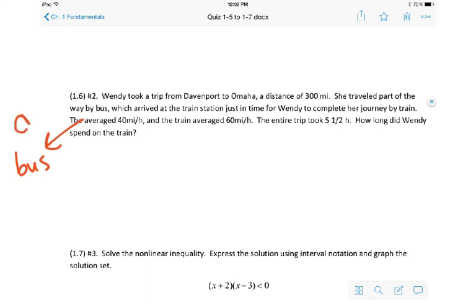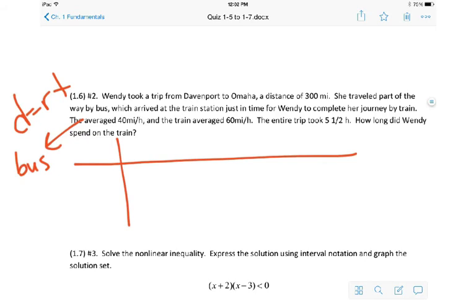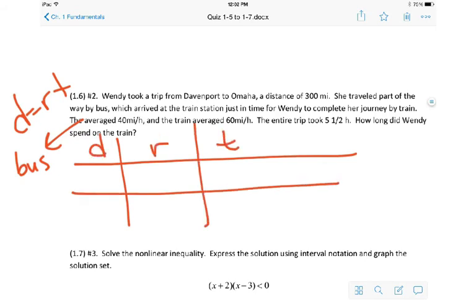This is a distance equals rate times time problem. So make myself distance, rate, time. One of them is going to be for the train, and one of them is going to be for the bus. All right, so let's start with the time the bus traveled, because we want to find out how long she was on the train.